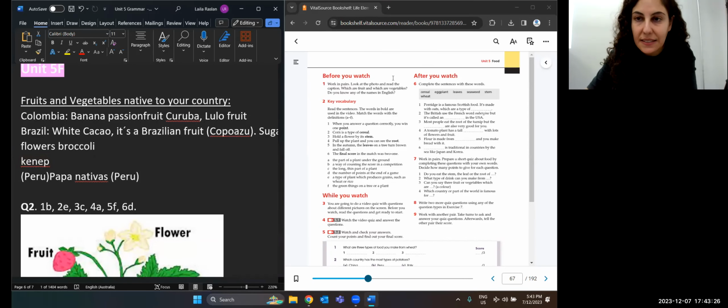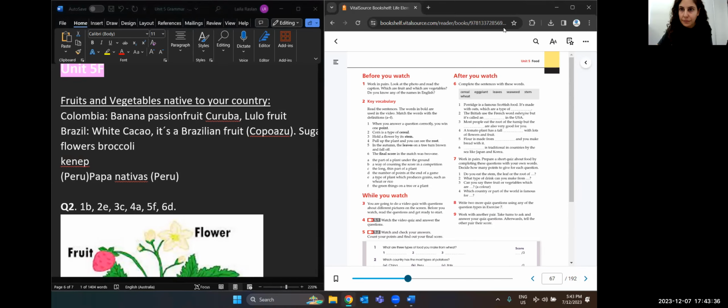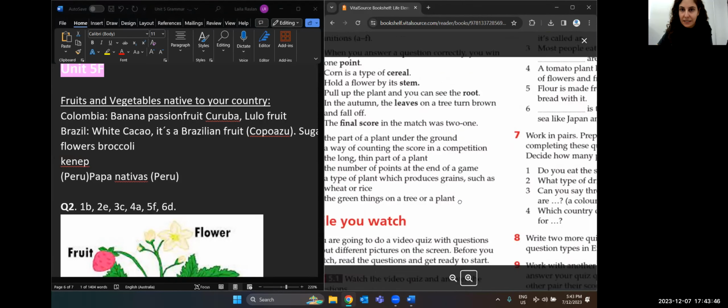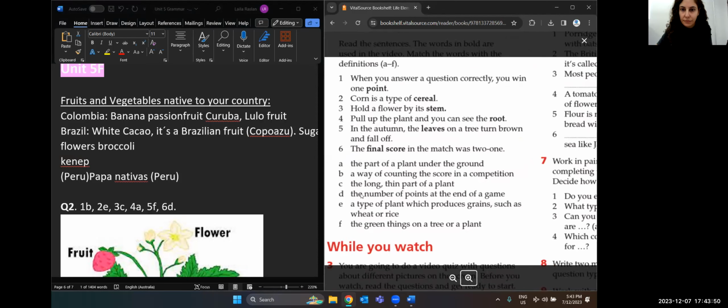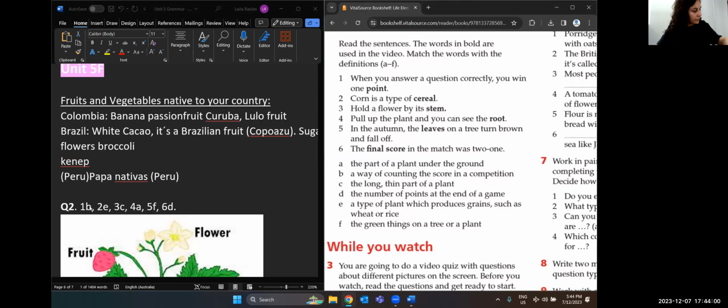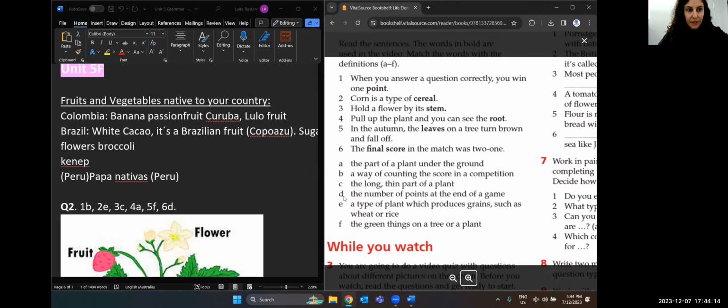So point is the number of points at the end of a game.